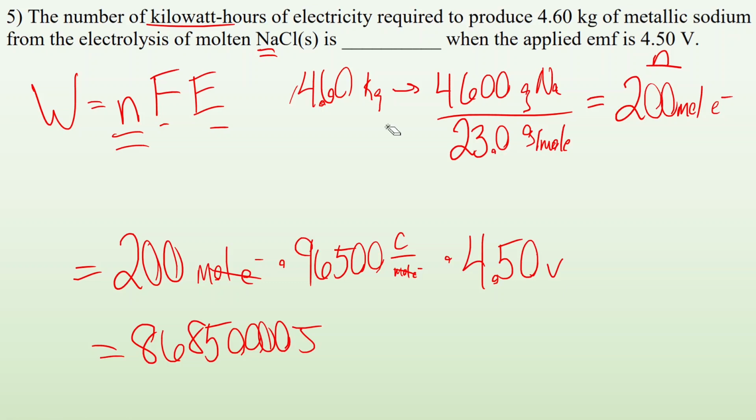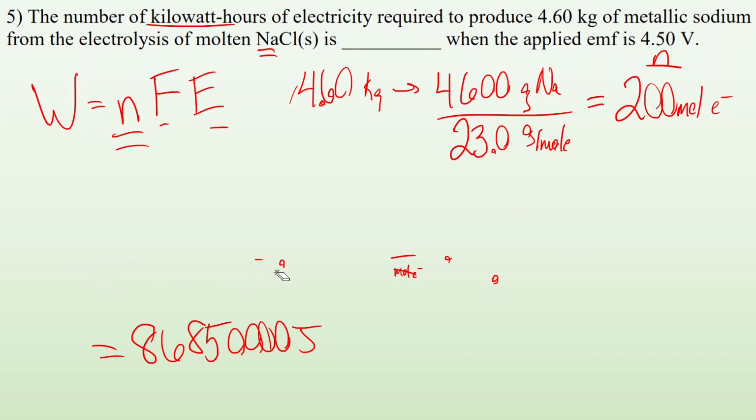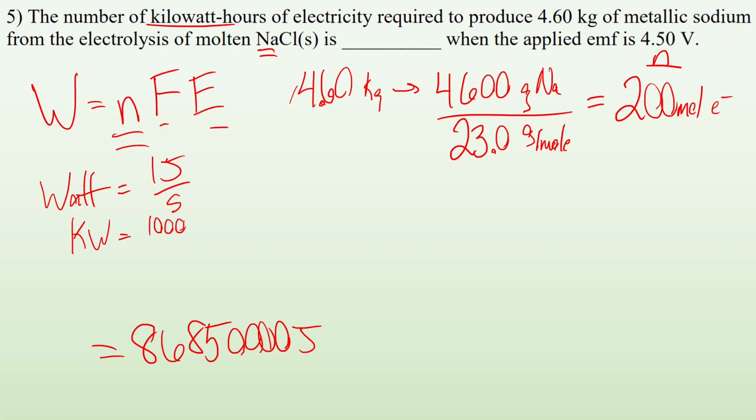So what the heck is a kilowatt hour? Well, I'm going to erase this so I have more room. Kilo means 1,000. Watts is a measure of energy. So 1 watt is 1 joule per second. So a kilowatt is 1,000 joules per second. And a kilowatt hour is this times an hour. So we got 60 seconds per minute and 60 minutes per hour.